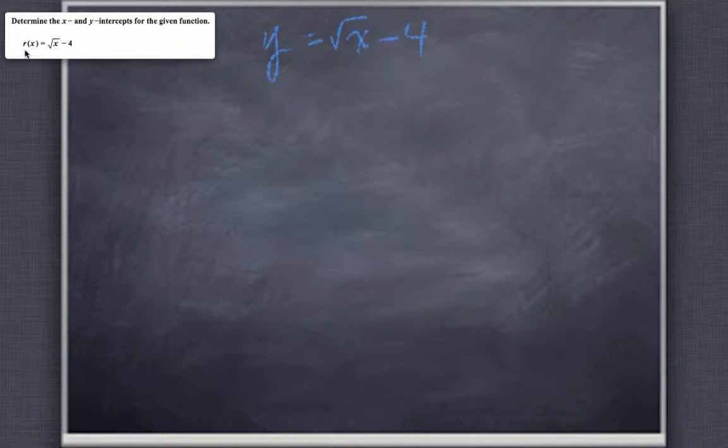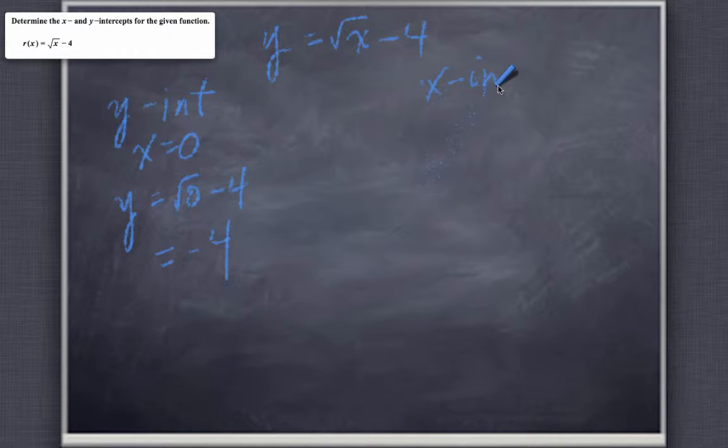It also indicates it is a function. Y is not necessarily a function, but r of x is a function. That notation tells you that it is, but I'm just going to rewrite it to help us with the intercept. So for the y-intercept, x is 0. So y equals root of 0, sorry, minus 4 is negative 4.